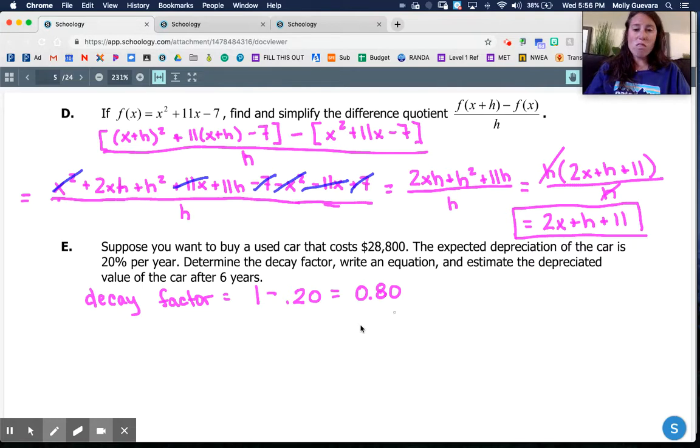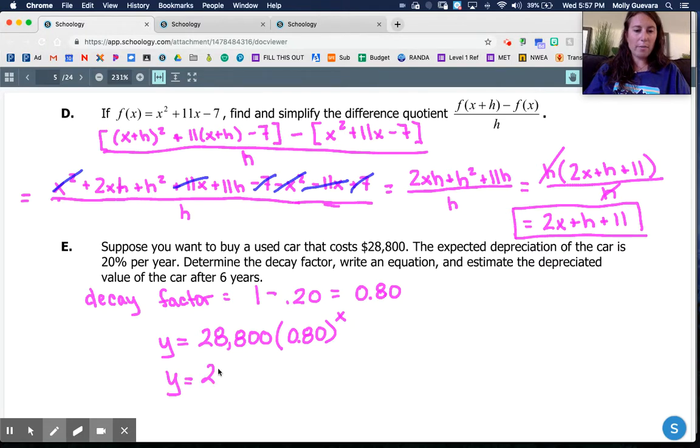And now this is just an exponential function. Hopefully we remember how to do all this, right? Where my starting value is 28,800. Then I multiply by my decay factor to the x. There's my equation. Then it wants me to find the estimated value of the vehicle after 6 years.